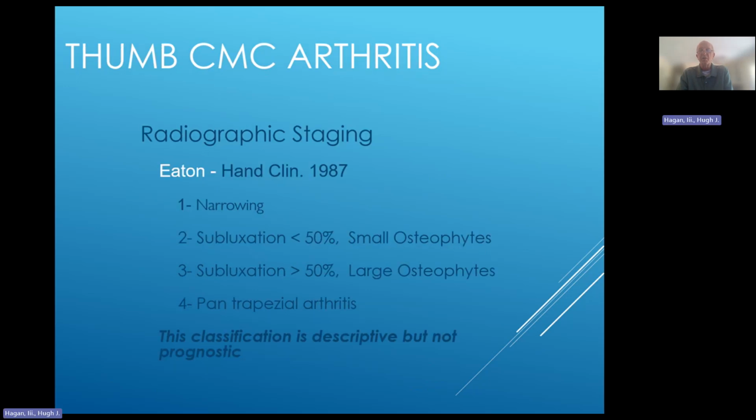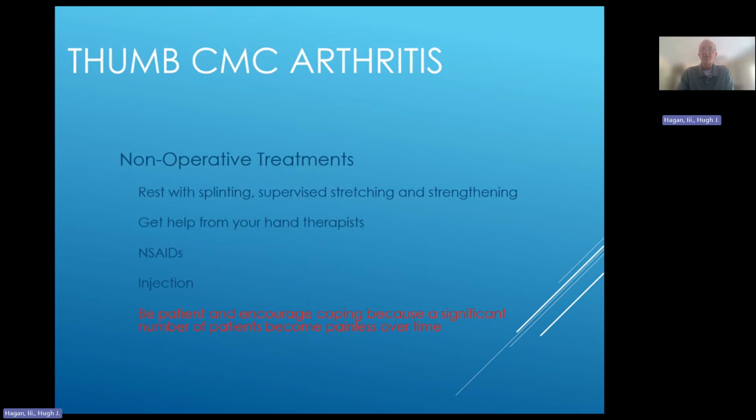Eaton in 1987 proposed a classification system radiographically in which a stage 1 Eaton CMC arthritis was just joint narrowing, a stage 2 less than 50% of the joint is subluxed with small osteophytes, and a stage 3 more than 50% with larger osteophytes, and in a stage 4 you get arthritis all the way around the trapezium. And this classification is descriptive. It's a handy shorthand technique for describing the x-rays. However, it's not prognostic. So let's talk about some non-operative treatments for basal joint arthritis.